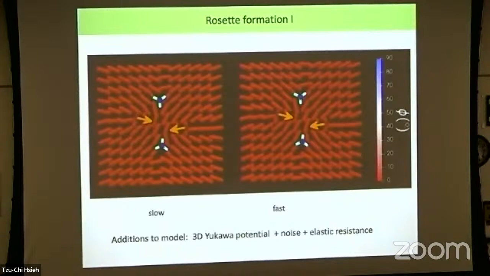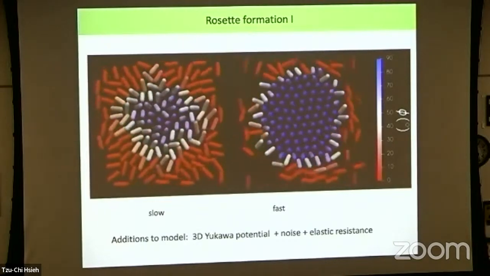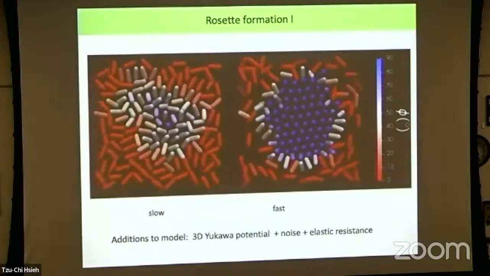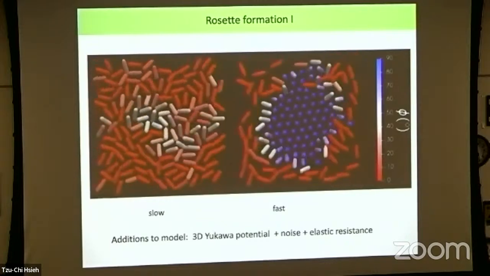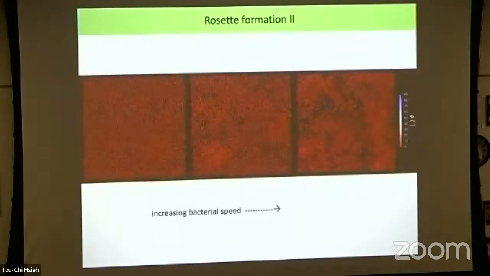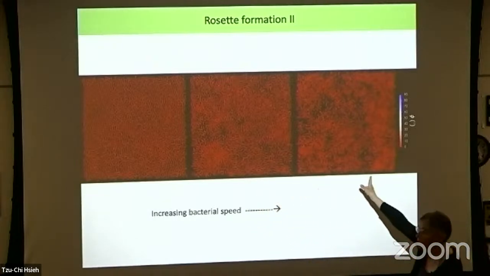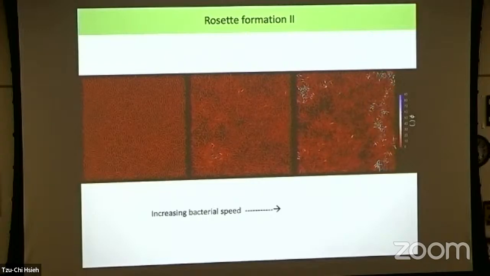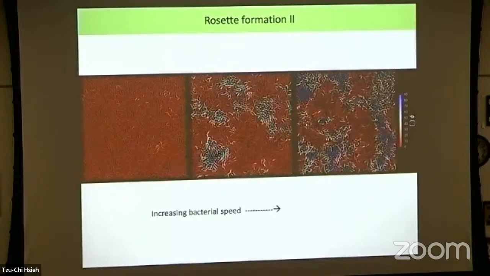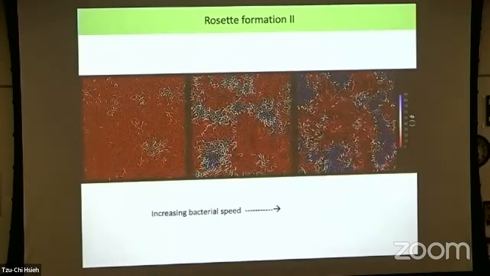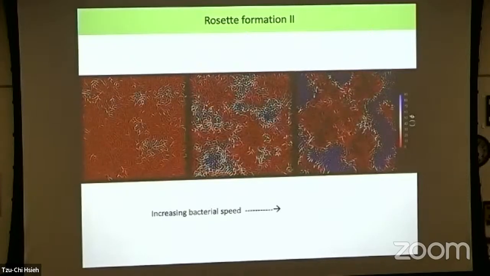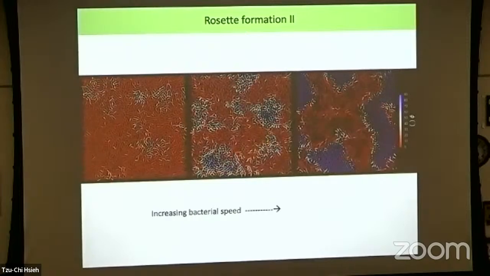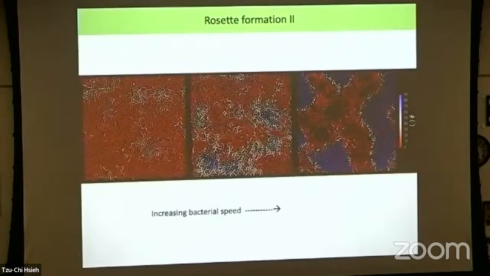The one on the left is two defects coming in slowly. Things point towards you, but then flop back down again. The one on the right is two defects coming in fast, and you get a colony which stays upwards. Another picture: slow, medium, fast, a computer simulation of what's going on. You can see slow, medium and fast, and the fast ones are much more efficient in making these colonies pointing upwards.